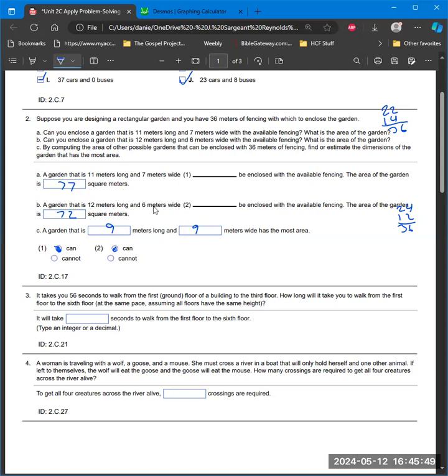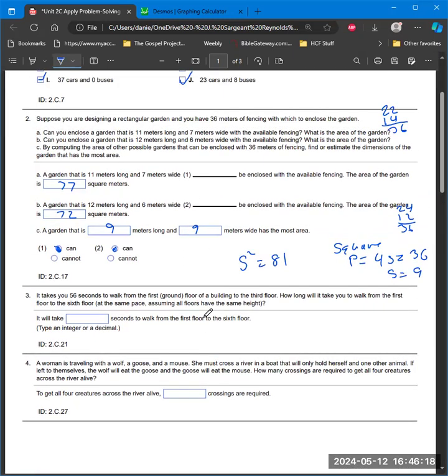So again, a square has a perimeter of 4s equals 36. s equals 9. s squared equals 81. You won't find another rectangle that has a perimeter of 36 that gives you more area than the square that's 9 by 9.